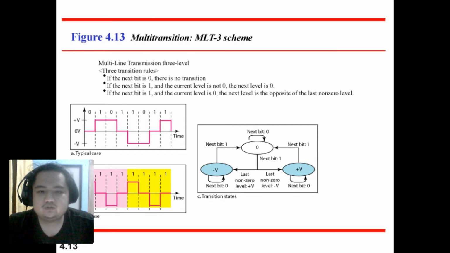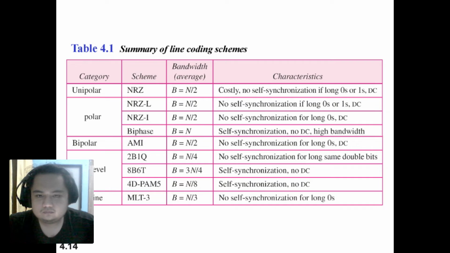Multitransition MLT-3 scheme, the multiline transition three-level scheme. If the next bit is 0, there is no transition. If the next bit is 1 and the current level is not 0, the next level is 0. If the next bit is 1 and the current level is 0, the next level is the opposite of the last non-zero level.